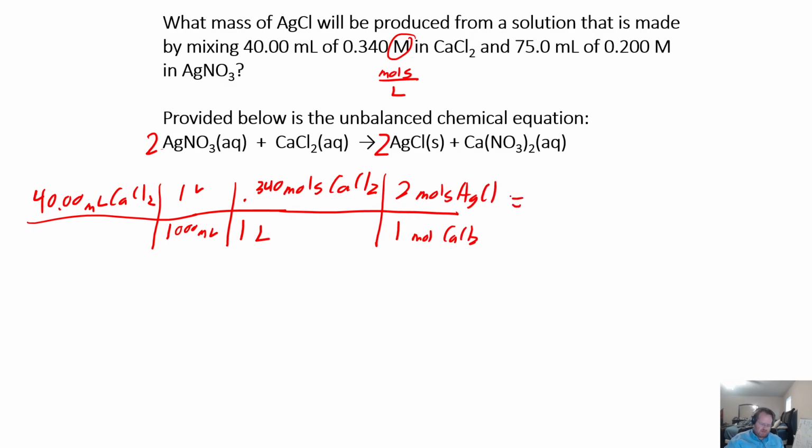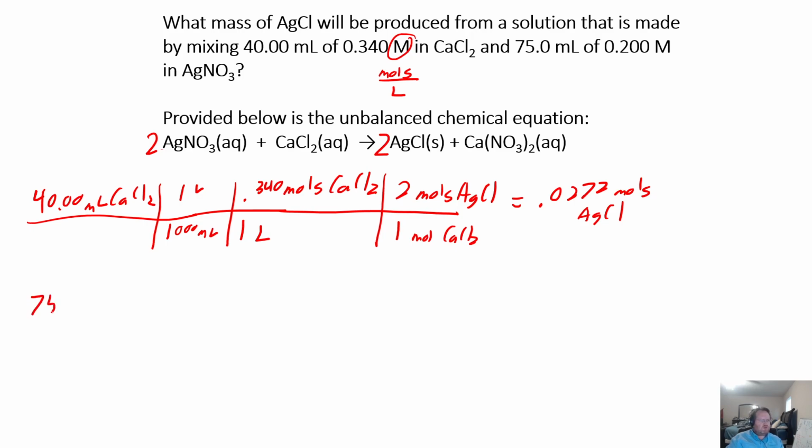So let's see how many moles that is. So we've got 40 divided by 1,000 times 0.34 times 2. So the calcium chloride could make 0.0272 moles of silver chloride. So that could be our limiting reactant, but it might not be. I also need to check the silver nitrate.